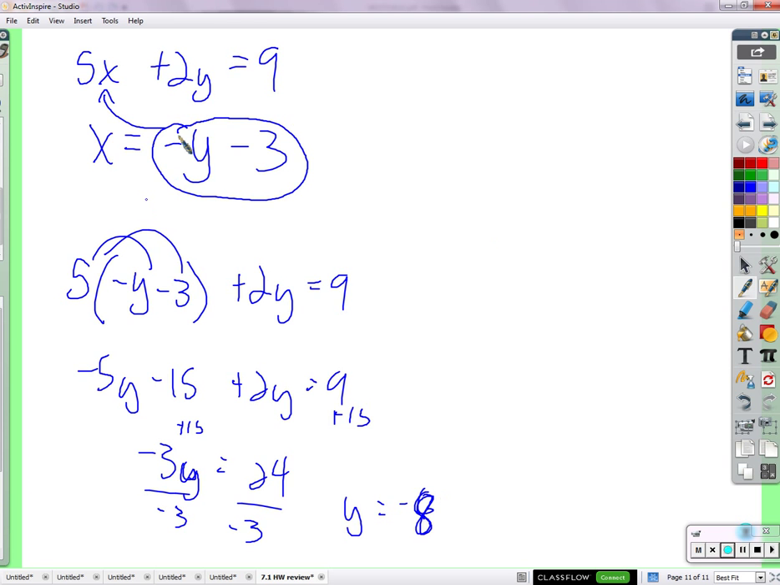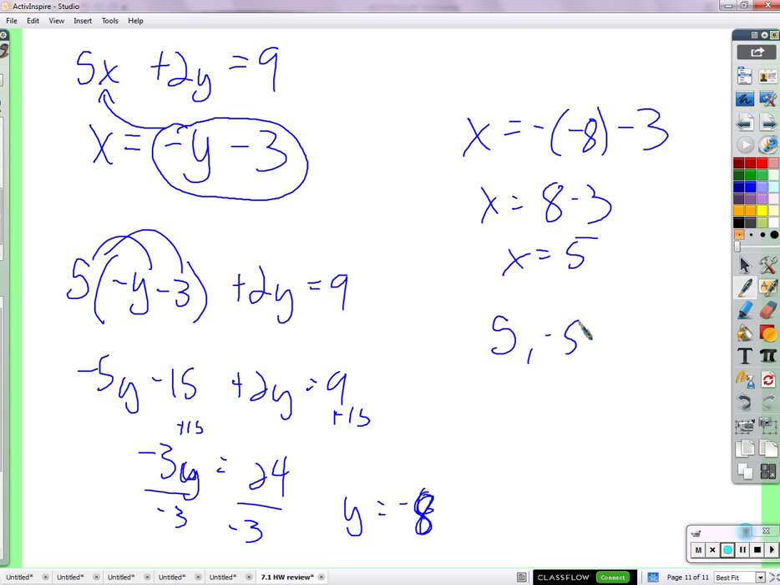Since y is negative 8, I can plug it right there for that y and figure out what x is. X equals negative, and negative 8, minus 3. X equals positive 8 minus 3, x equals 5. And the solution to the system is what? 5 comma negative 8. 5 is x, negative 8 is y, that's the solution to the system.